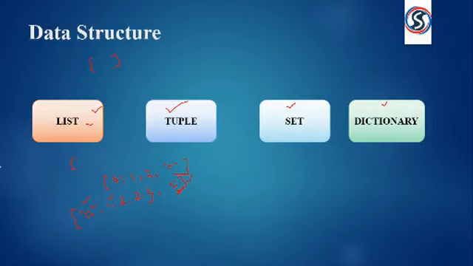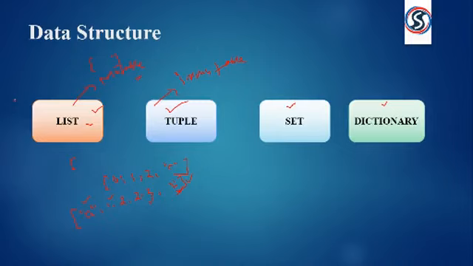Now coming to the next, that is tuple. A tuple is also an ordered sequence of items, the same as a list. The only difference is that the tuple is immutable, and the list is mutable.